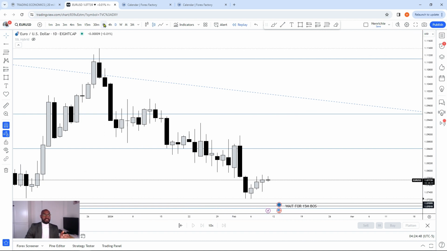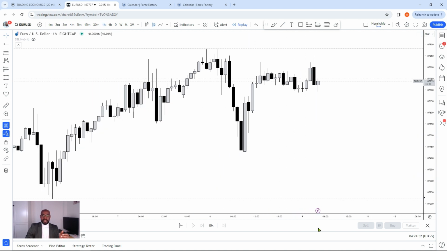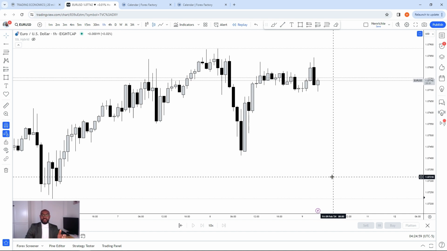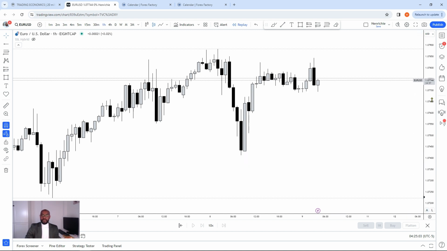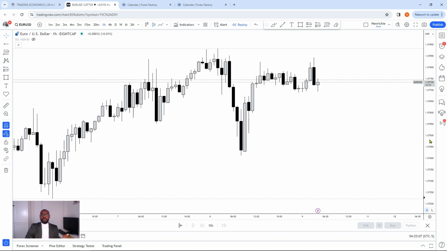So all we do now is be patient and wait for price to come into our key level. And once it comes into our key level, the next thing we do is wait for a shift of market structure. And once we have a confirmed shift of market structure, we'll be looking for buys overall to run into an extreme premium. I hope this makes sense.